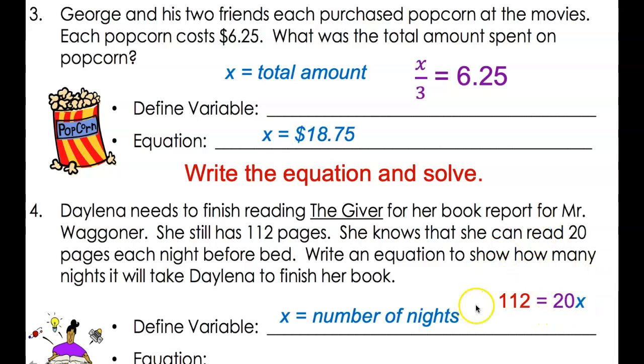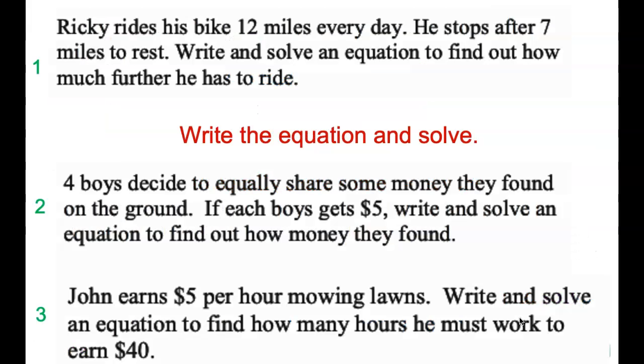Okay, if I divide both sides by 20, I will get 5.6, but because this is a number of nights, I will say it will take her about 5 to 6 nights to finish the book. Okay, I hope you got all of this correctly. And so following these are equations or word problems that you are going to solve.